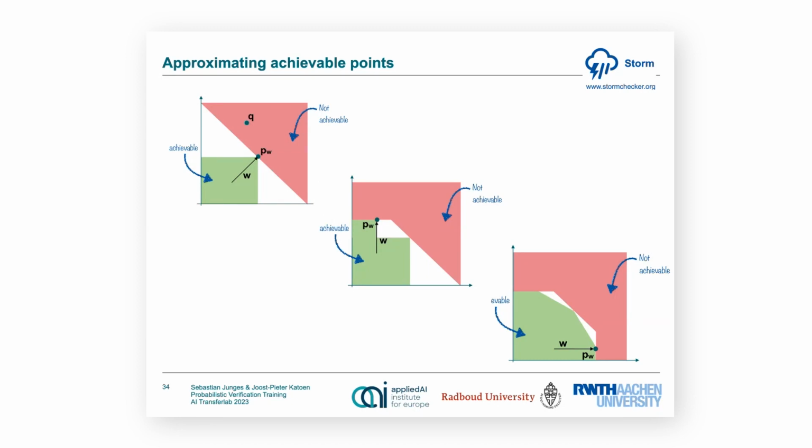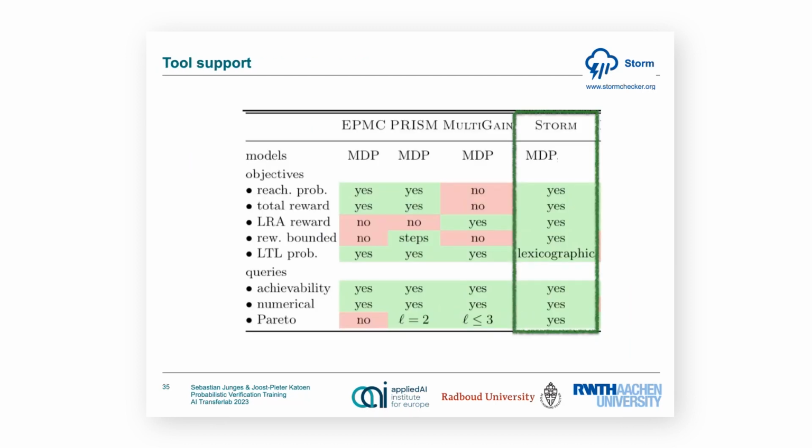And you do this iteratively until at some point the white space between the green and the red area has almost vanished. So in this way, you can compute these achievable points. And this has been implemented in Storm. Here you see there are other tools as well, but we concentrate on the last column. This is implemented for Markov decision processes for different objectives. So reachability probabilities. That was the example that I just showed you before. You would like to reach the red states and the blue states with certain probabilities, and you're looking for a strategy that computes this trade-off.